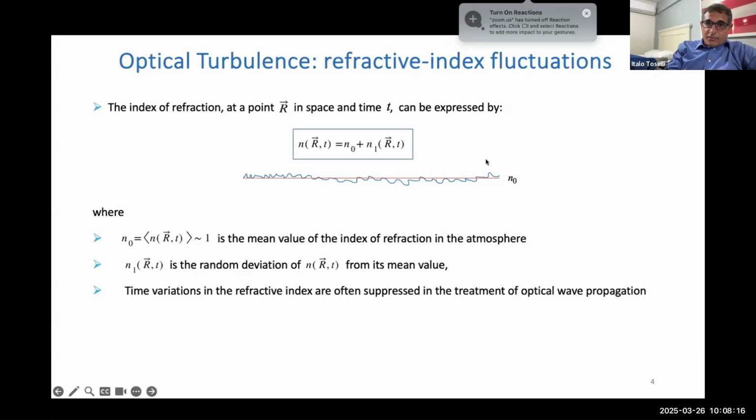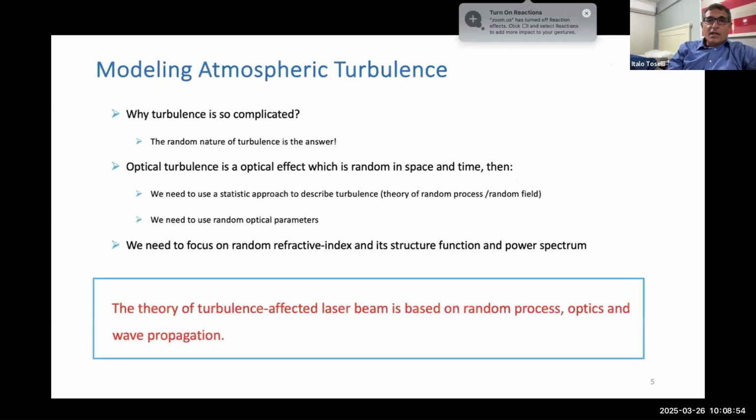So as you can see here, for example, N0 is roughly 1 in the atmosphere, right? It is the refractive index, the mean value. And then we have a fluctuating part, N1. This fluctuating part is random. So we need all the random process theory, random field theory in order to model atmospheric turbulence. You see that this N1 is a random deviation from its mean value, a small fluctuation, but it is random. So we cannot use a deterministic approach. Also, the time variations in the refractive index are often suppressed in the treatment of optical wave propagation.